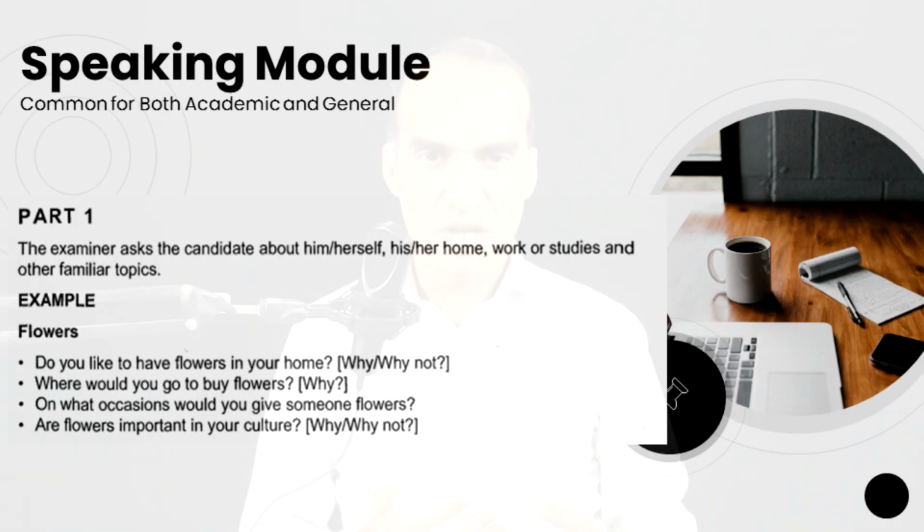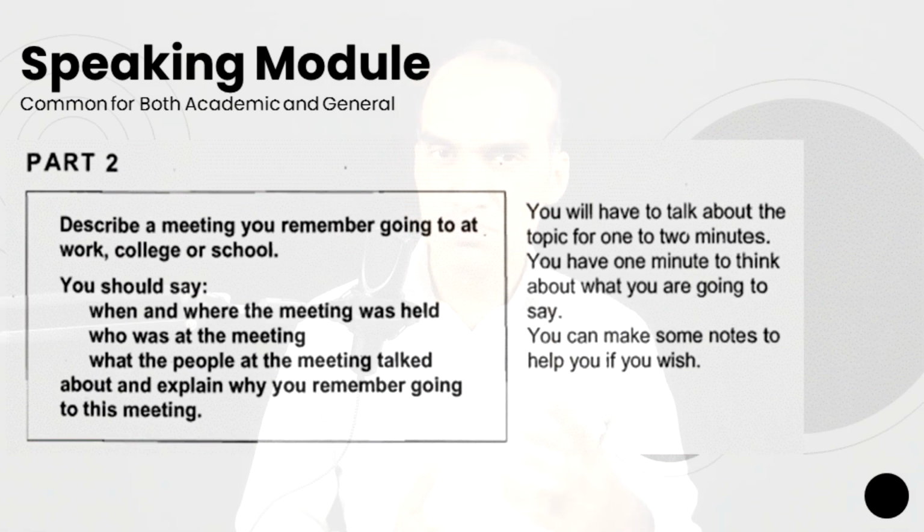In part 1, the examiner will ask you 2 to 3 questions about general interest on one of these topics. And in part 2, you will have to speak on a topic for 2 minutes. The examiner will give you a topic on a piece of paper, which is called a cue card. You will be given 1 minute to prepare this topic, and then you will have to speak for 2 minutes without being interrupted by the examiner.